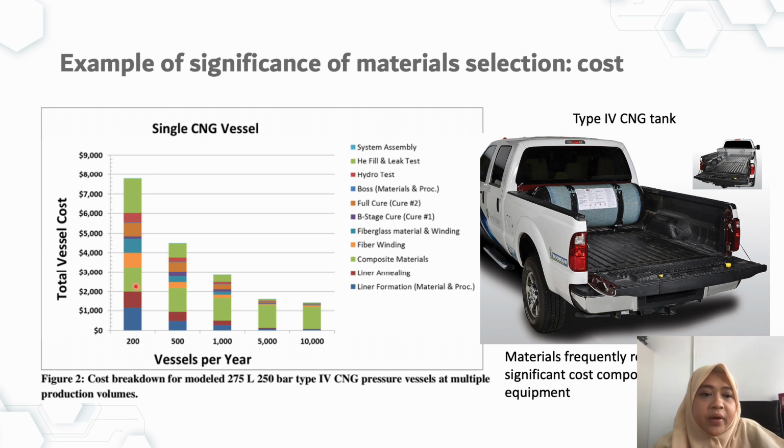To make the vessel, there are a number of components, and this blue part is the liner formation, the material formation, as well as the boss and the material procurement. At higher production volumes, the material cost is significantly reduced, and hence it reduces the total vessel cost. So the more vessels you make, the lower the material cost per unit, and the lower the vessel cost as well.